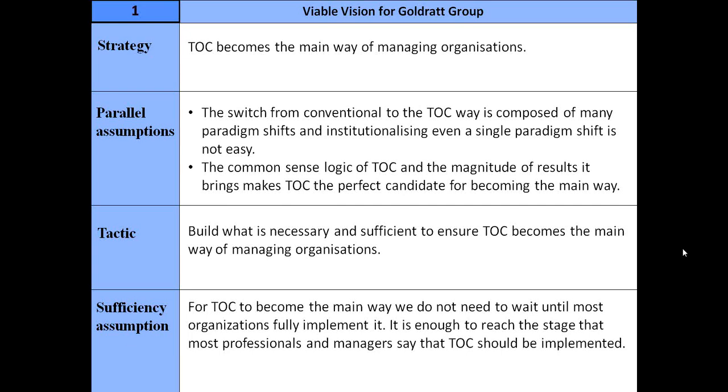So then the tactic must be: build what is necessary and sufficient to ensure TOC becomes the main way of managing organizations. For TOC to become the main way, we do not need to wait until most organizations fully implement it. It is enough to reach that stage where most professionals and managers say that TOC should be implemented.